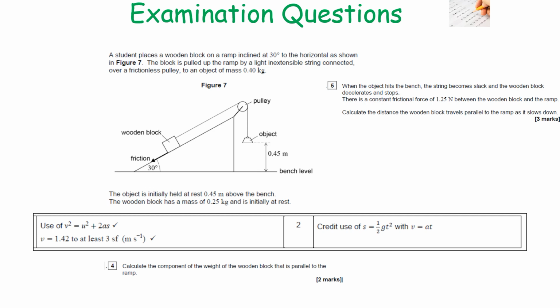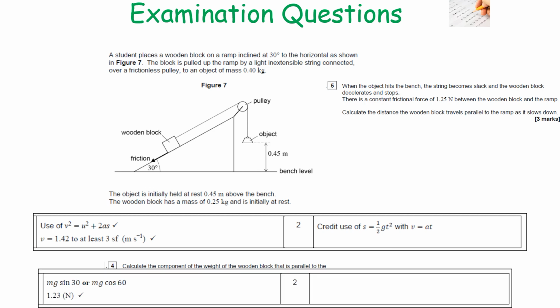So when we're trying to calculate the component of the weight of the wooden block that's parallel to the ramp, well, straight away when we look at our situation, we can see from this triangle of forces that the component of the weight parallel to the ramp is going to be weight sine angle. So we do the weight times sine 30, and we work it through to be 1.23 newtons.